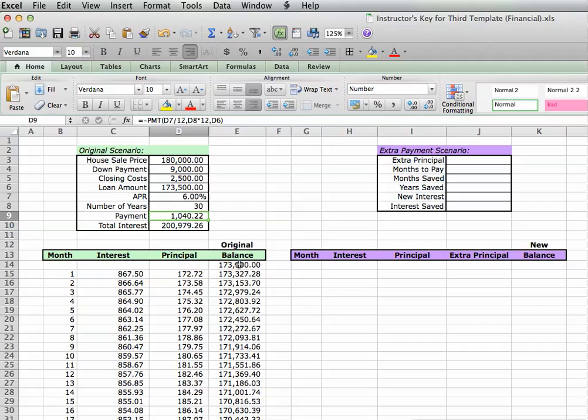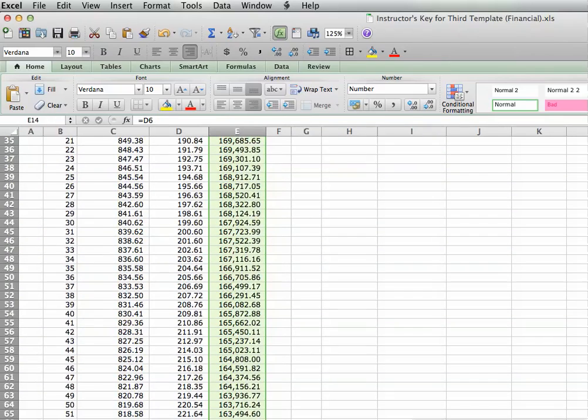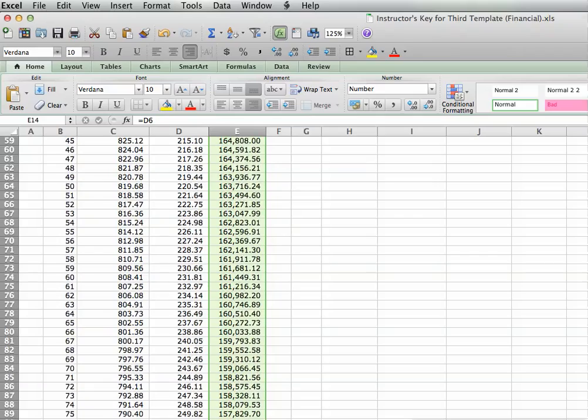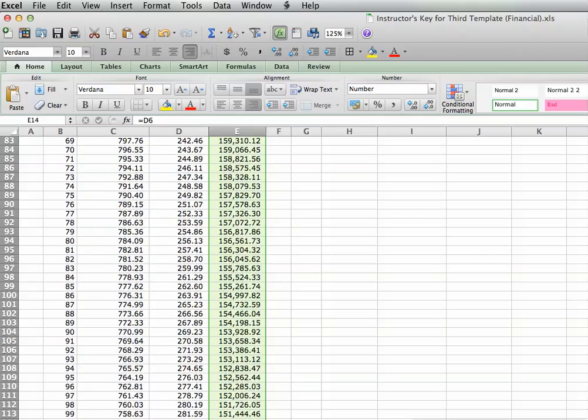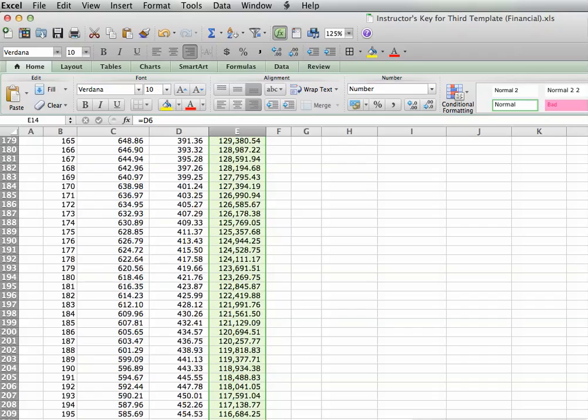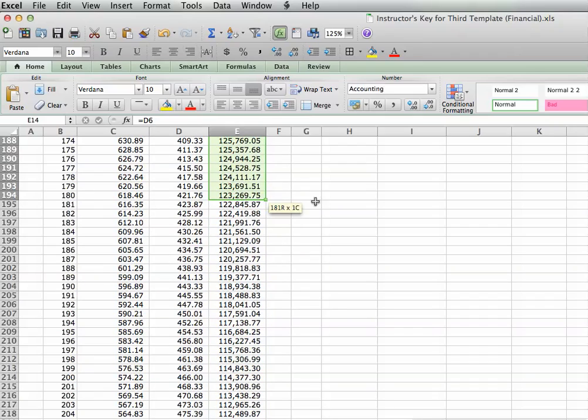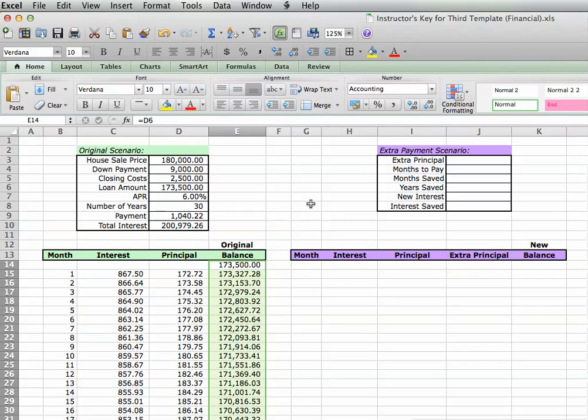One thing that's kind of fun to do is to take those balances, not that you have to do this for the project, but you might try this out just for fun. I'm clicking and dragging on all of the balances, trying to get down to the very bottom. And let's just stop right here at, say, about month 180. Just wanted to show you so you can visualize.